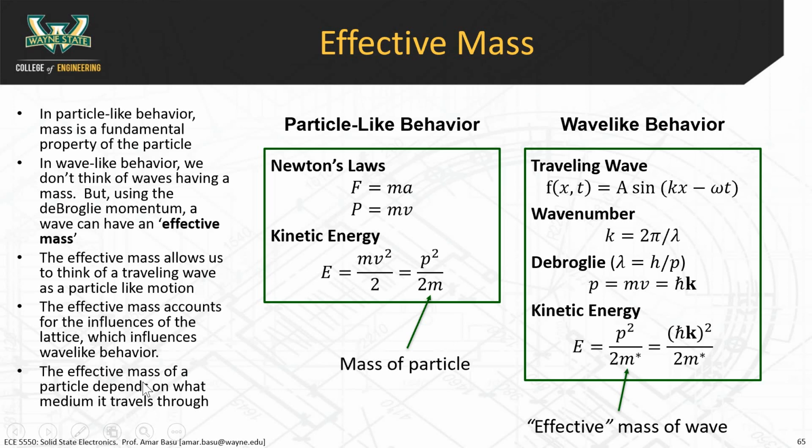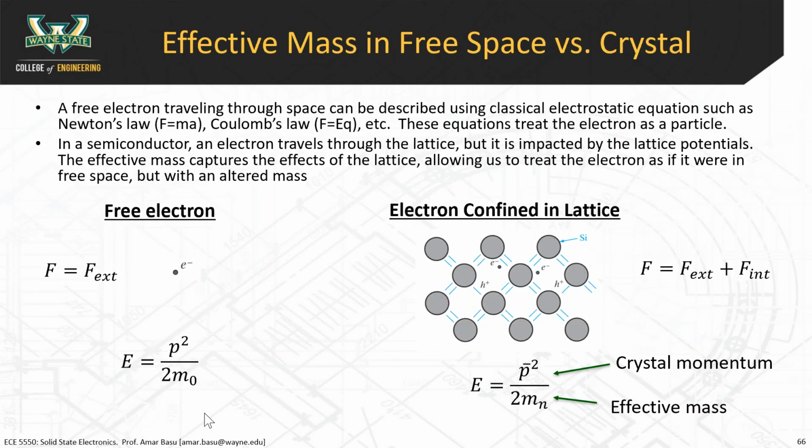It turns out the effective mass of a particle depends on what medium it travels through. So the effective mass of an electron that's traveling through free space, with no nuclei getting in its way, nothing to collide into, is going to have a certain effective mass. In fact, the effective mass will just be the actual mass of an electron, 9.1 times 10 to the negative 31 kilograms. But if the electron is moving through a lattice, then the effective mass changes, because it takes into account the influences of the lattice, which influences the wave-like behavior of the electron.